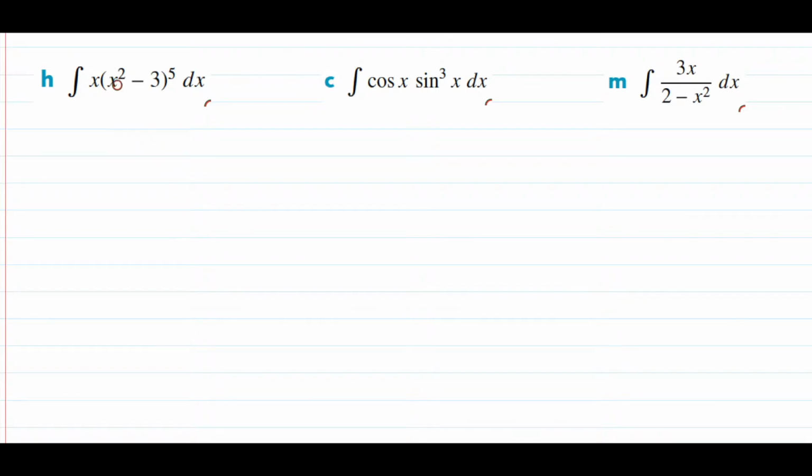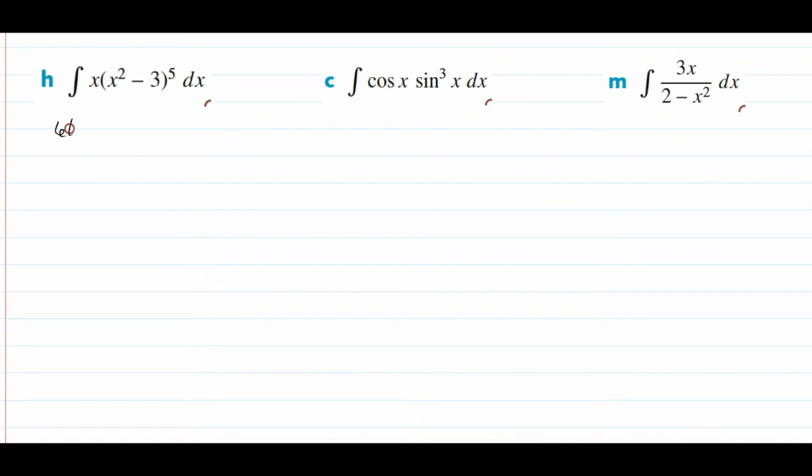So the first question is anti-deriving x multiplied by (x squared minus 3) to the power 5 in terms of x. How would you derive that? Well, there are two functions over here, x and (x squared minus 3) to the power 5. And if you want to anti-derive this, we use simple substitution. How would you do simple substitution?